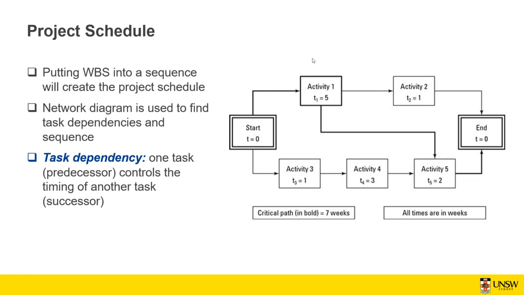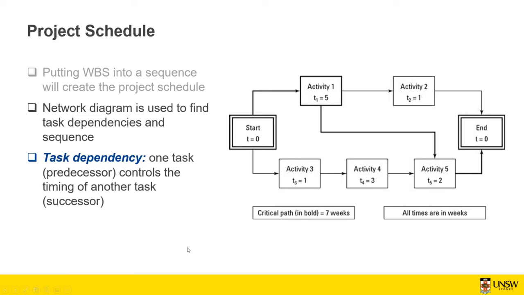Okay, what is the project schedule? For the project schedule, you have the WBS, the work breakdown structure, with all the work elements that need to be done. Then you need to find a sequence, in terms of the timeline, in which all these tasks need to be done by the end of the project. So use a network diagram in order to find all the task dependencies.